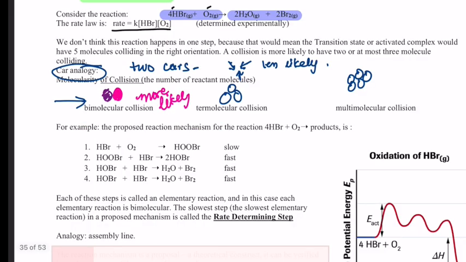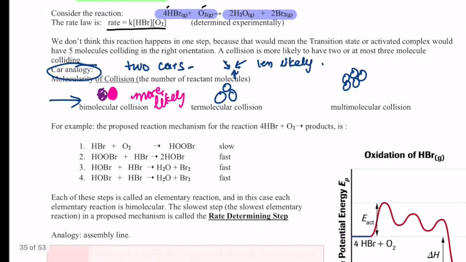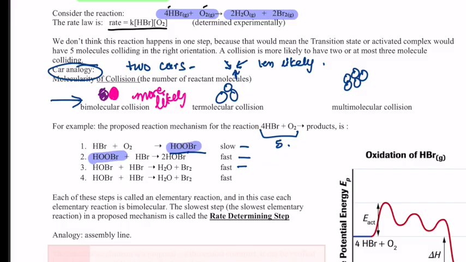So for example, the proposed reaction mechanism for the reaction that we looked at above, instead of 5 molecules colliding at once, we think that this reaction happens in a series of elementary steps. So each of these steps is a reaction step. So first HBr and oxygen combine to form this intermediate HOOBr, and then that intermediate is used up. So it's formed here and then it gets used up in the second step and so on.